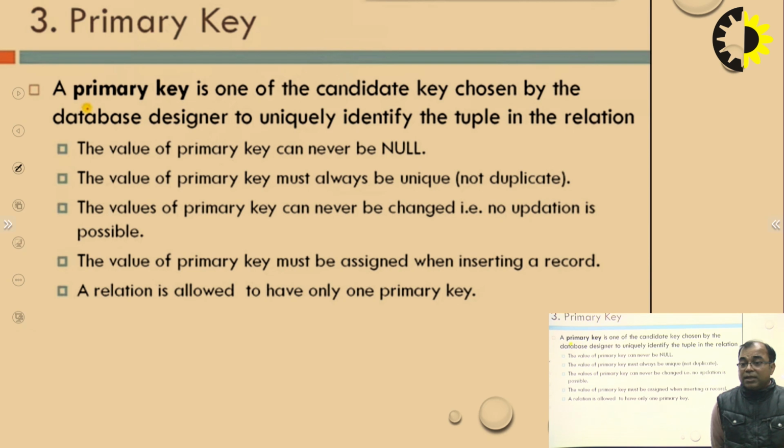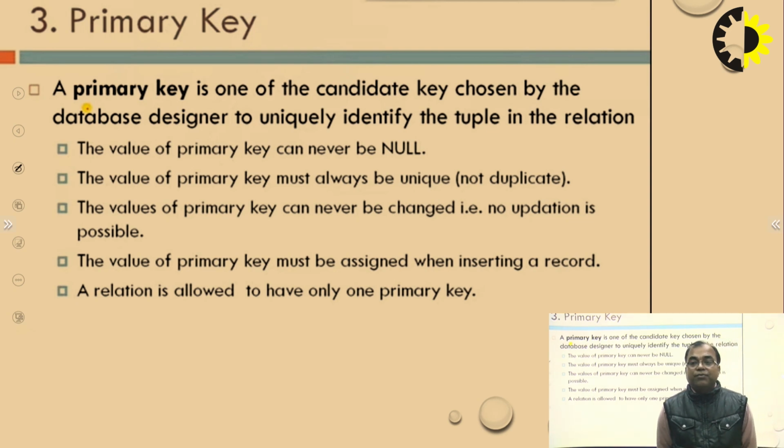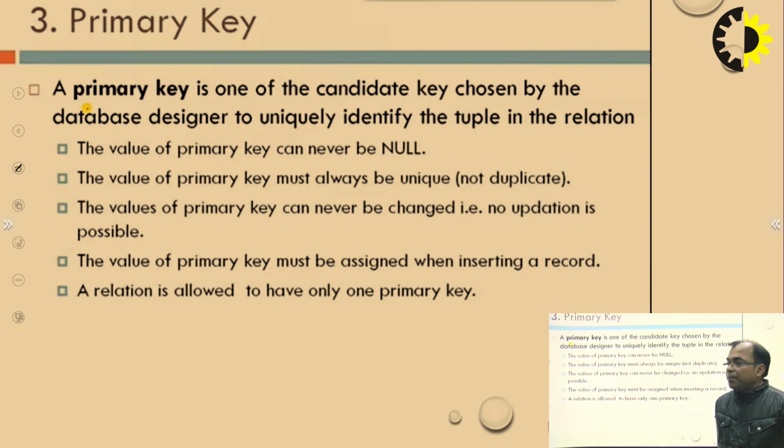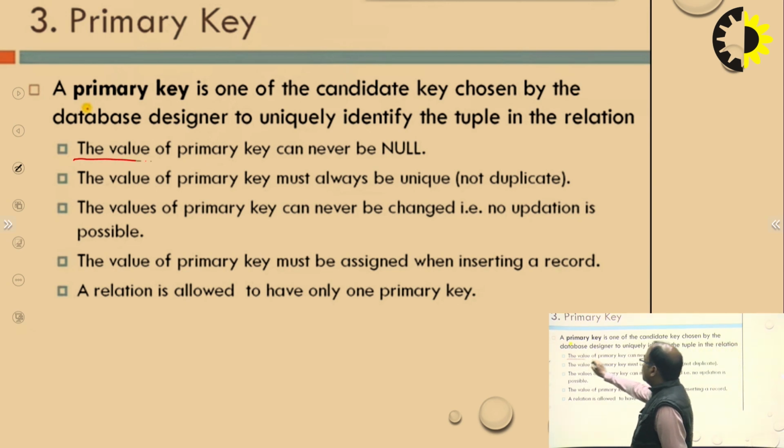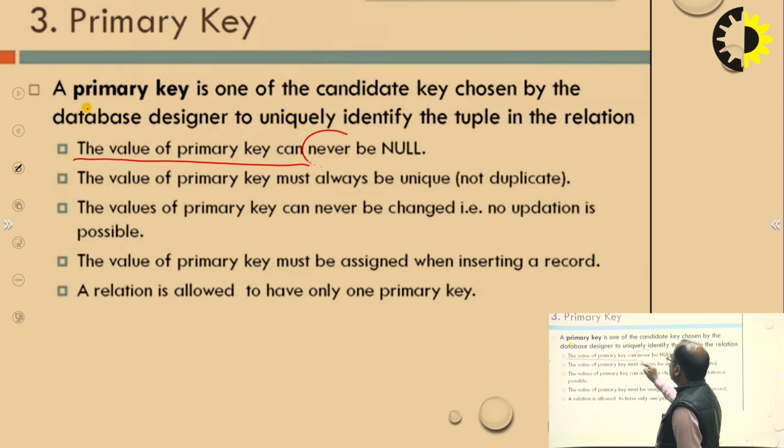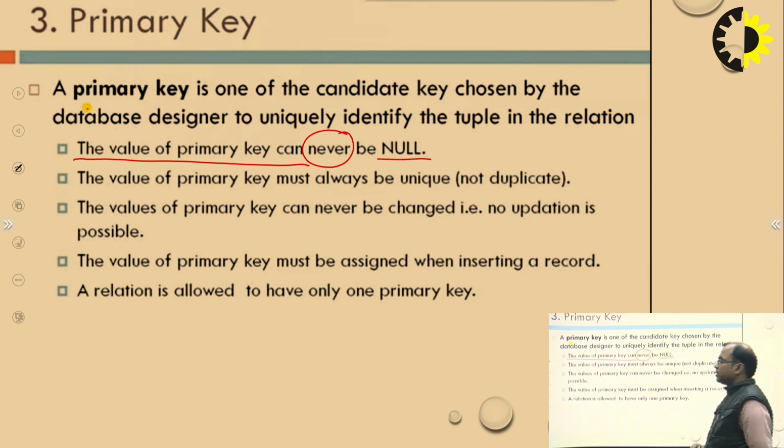There is no criteria to decide, but only a candidate key can be a primary key, and other than that it is the responsibility of the database administrator to decide which one we can choose as a primary key. So a primary key is one of the candidate keys chosen by the database designer to uniquely identify the tuples in the relation. First, the important point is that the value of primary key can never be null. कभी null नहीं कह सकते, ऐसे नहीं छोड़ सकते.